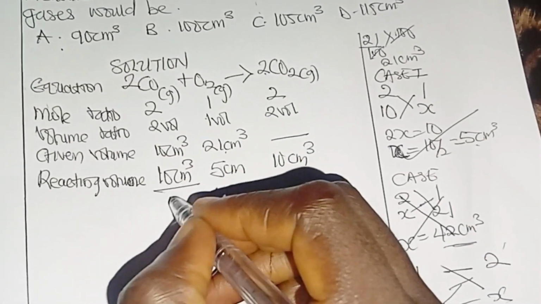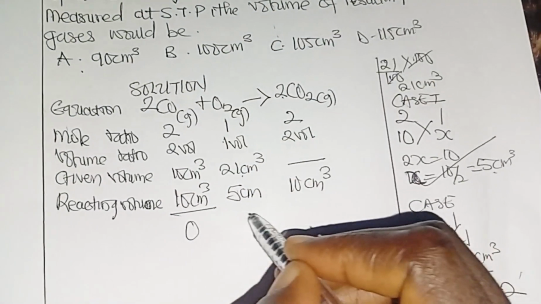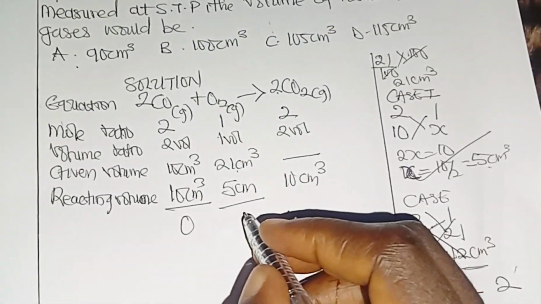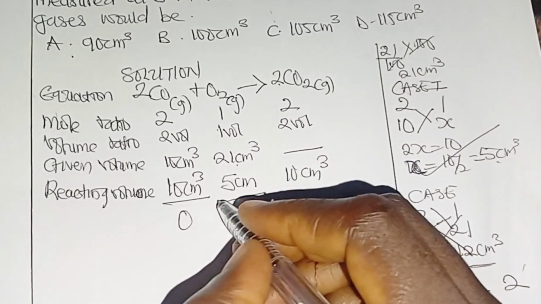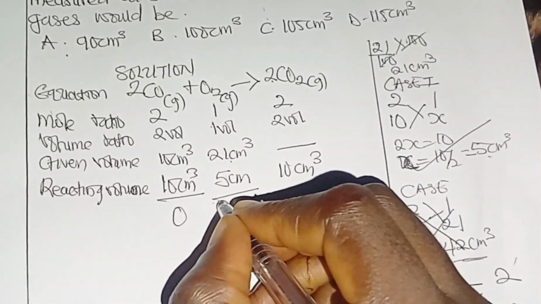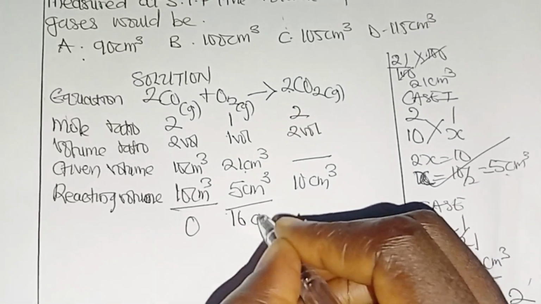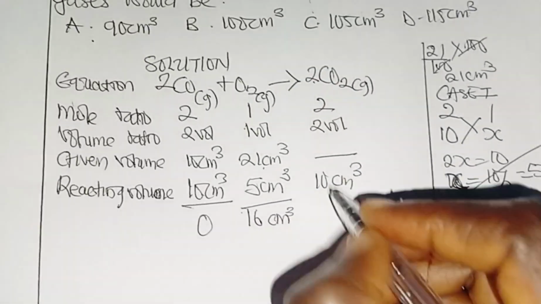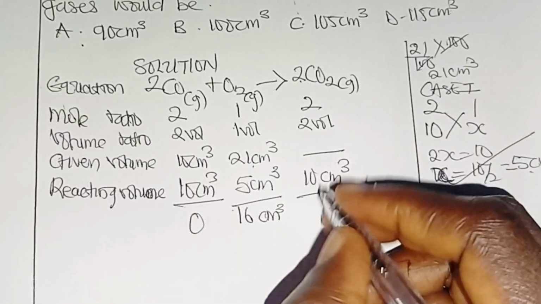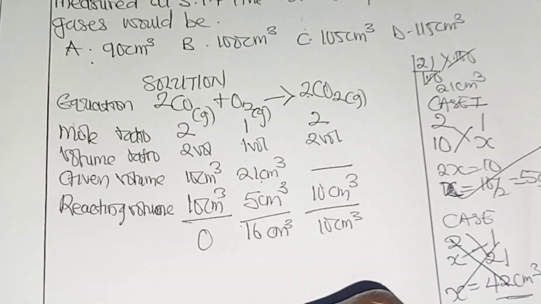So can we subtract? It simply means 10 cm cube of CO reacted. Now 21 minus 5, what are we going to have? 16 cm cube. That is the unreacted gas. 16 cm cube. Okay, 16 cm cube. And what's the volume of the product? 10 cm cube. Now let's travel down to the question.